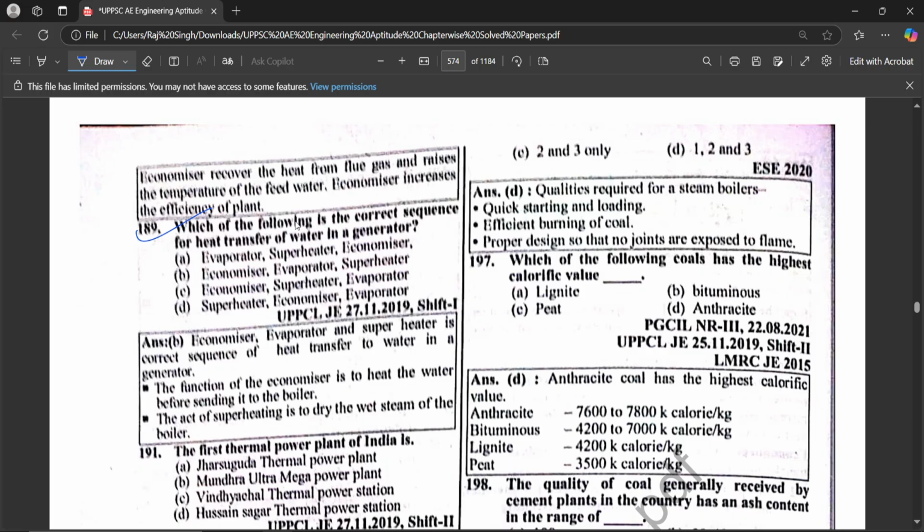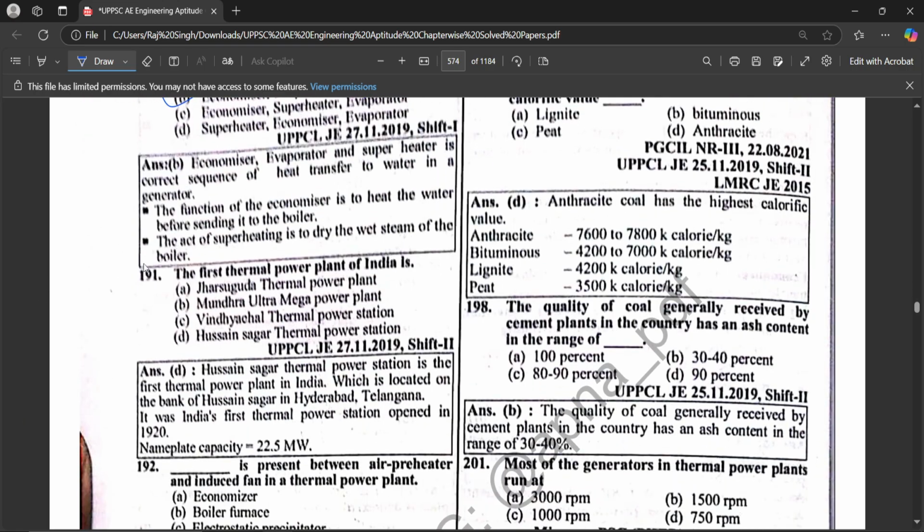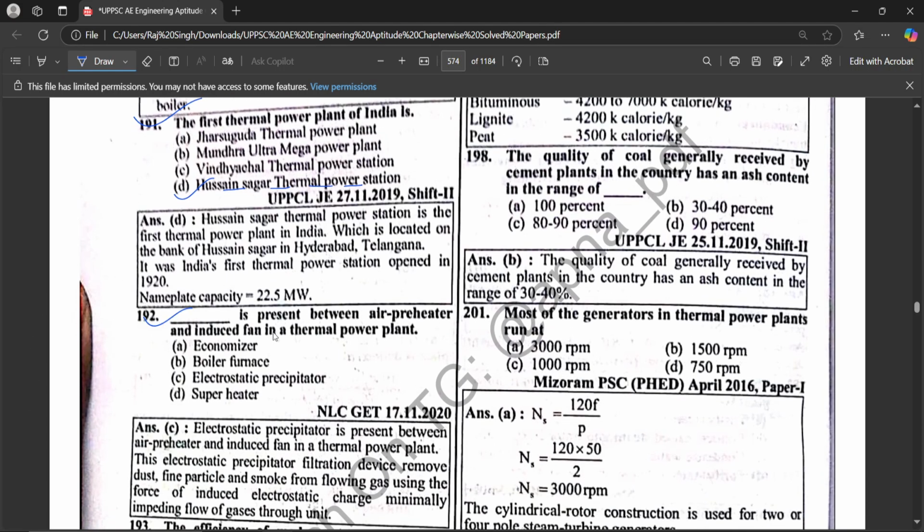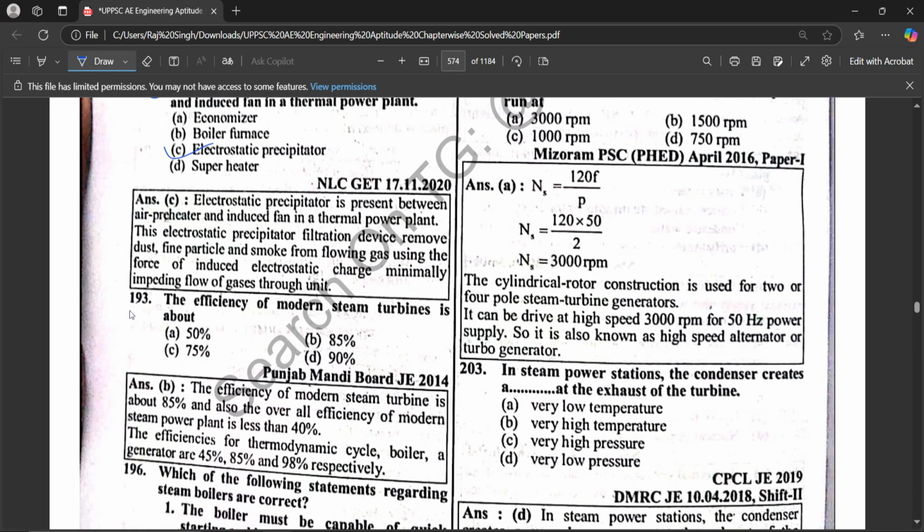Which of the following is the correct sequence of heat transfer of water in generator, economizer, evaporator and superheater? The first thermal power plant of India is the Hussain Sagar thermal power station. The component present between the air preheater and induced draft fans in a thermal power plant is the electrostatic precipitator. The efficiency of a modern steam turbine is about 85%.